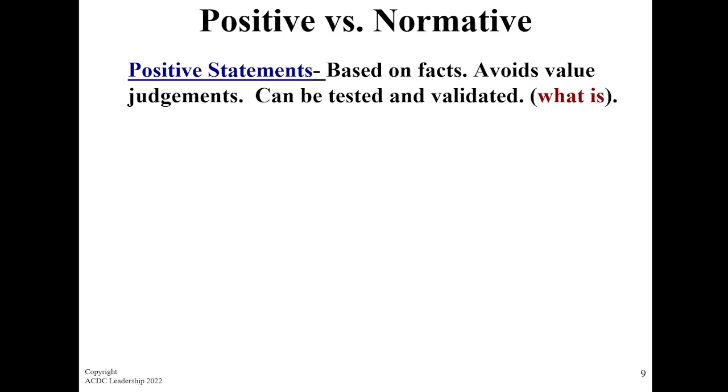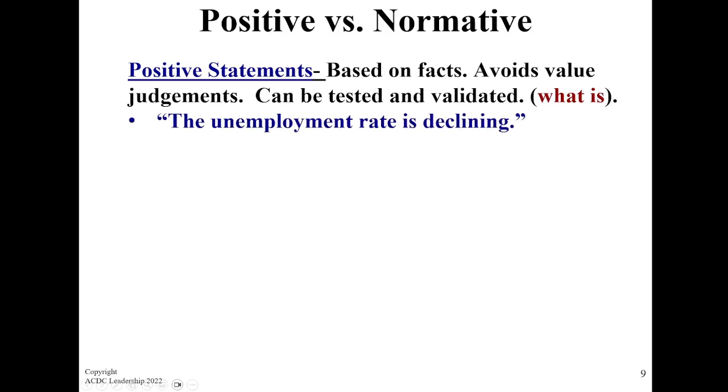The main focus for today will be 1.3 through 1.6. Those are the stuff that actually appears on the AP test, right? And then, yeah, for example, unemployment rate is declining. This is, like I said, macro, it's based off of facts.